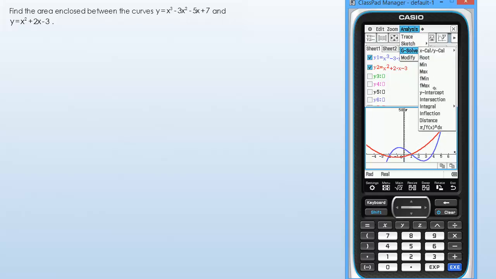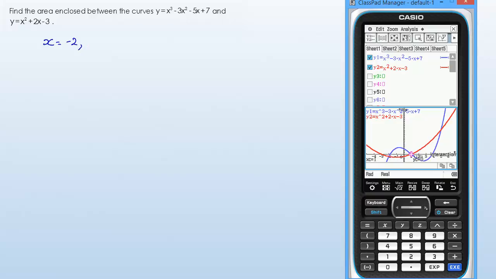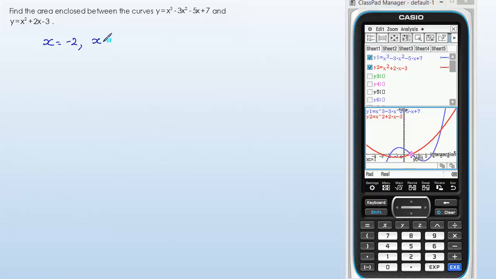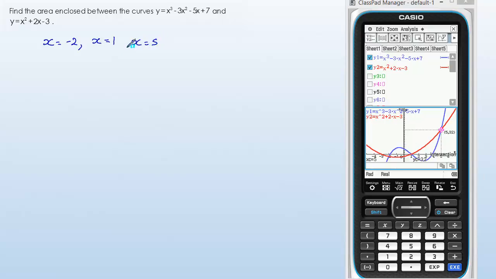So let's go for the intersections. So the first one I can see is when x is negative 2. The next one, let's hit the right arrow, is when x is 1. And the final one is when x is 5. Now clearly, between negative 2 and 1, we can see the cubic is the top function. And between 1 and 5, we can see that the quadratic is the top function.